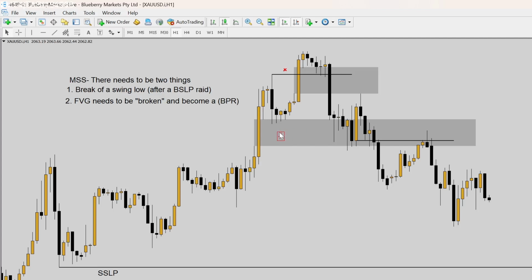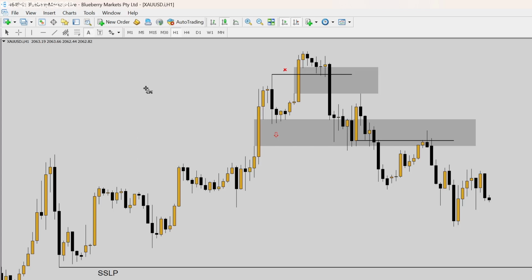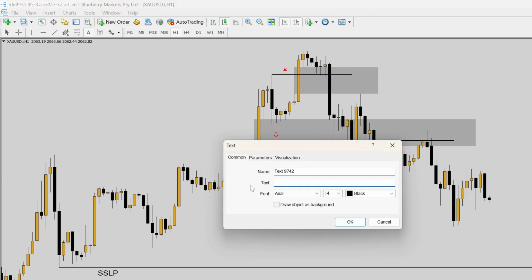And so now that we have this principle, that a market structure shift is not just a break of a low, but it's also a fair value gap becoming a balanced price range, this is another piece of the puzzle that is going to make it easier to locate our optimal advanced setup. So I'm just going to get these out of the way, and we're going to go over the optimal advanced setup.